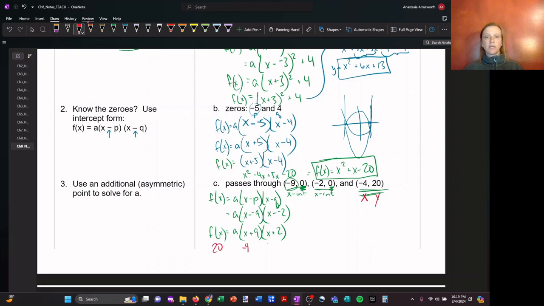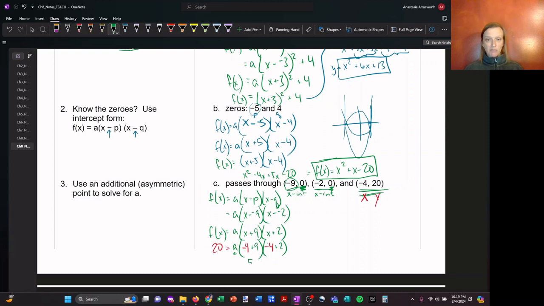So this will be 20, and I needed to have another -4 over here. And the rest of the equation is going to be the same. I still have an a value here. I still have to add 9 here, and I still have to add 2 here. So now the only unknown variable in this equation is the a value.